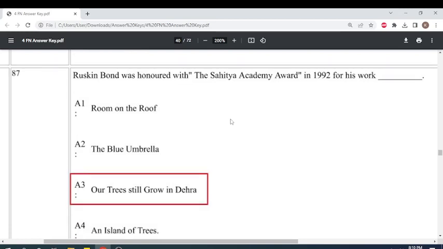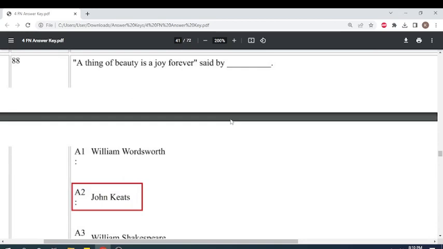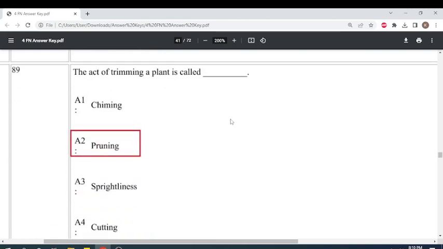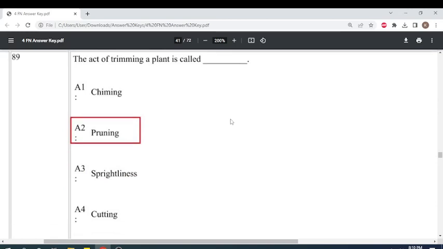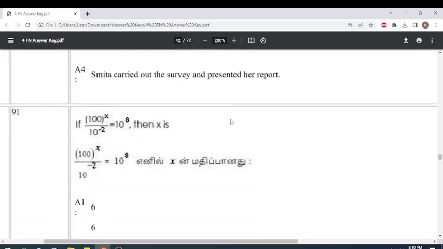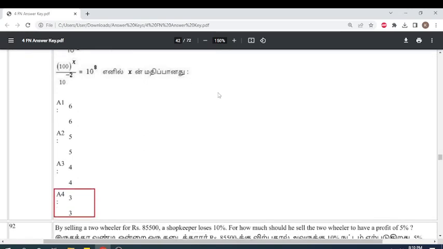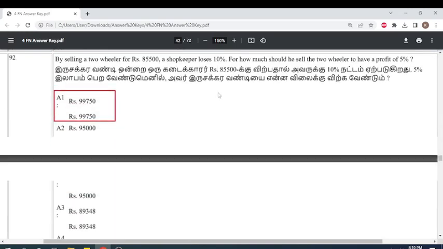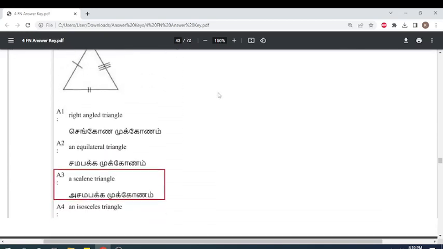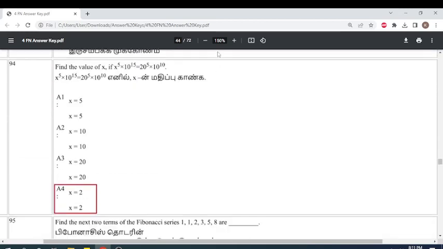87 question kaana answer A3. 88 question kaana answer A2. 89 question kaana answer A2. 90 question kaana answer A2. 91 question kaana answer A4. 92 question kaana answer A1. 93 question kaana answer A3. 94 question kaana answer A4.